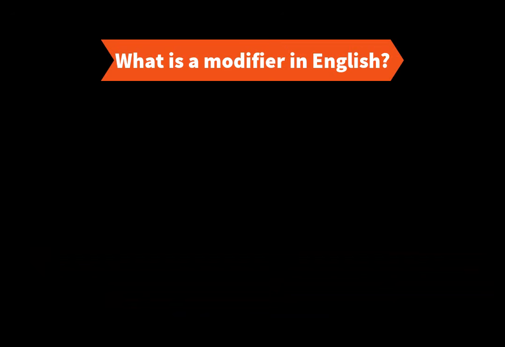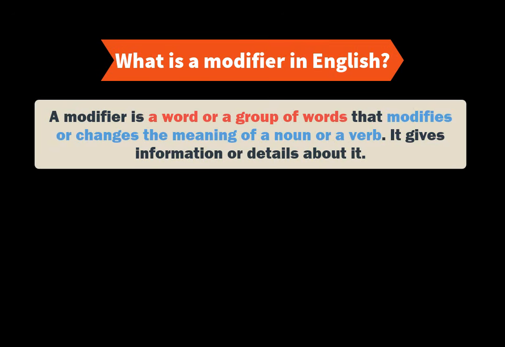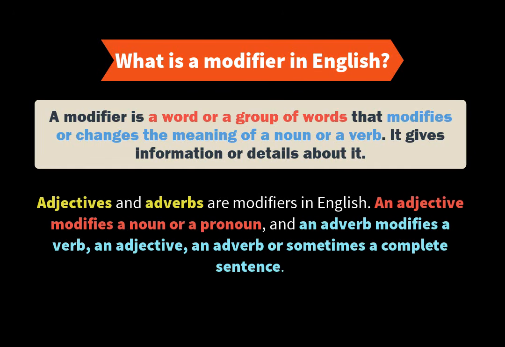Let's do it. So guys, let us understand first what is a modifier. A modifier is nothing but a word or sometimes a group of words that modifies or changes the meaning of a noun or a verb. Alright, it modifies a noun or a verb. So basically, we have two modifiers in English. These are adjectives and adverbs. Alright, but in this lesson, we are not going to talk about adverbs. I already have a lesson on adverbs, so you guys can check that out. In this lesson, we are only going to talk about adjectives.